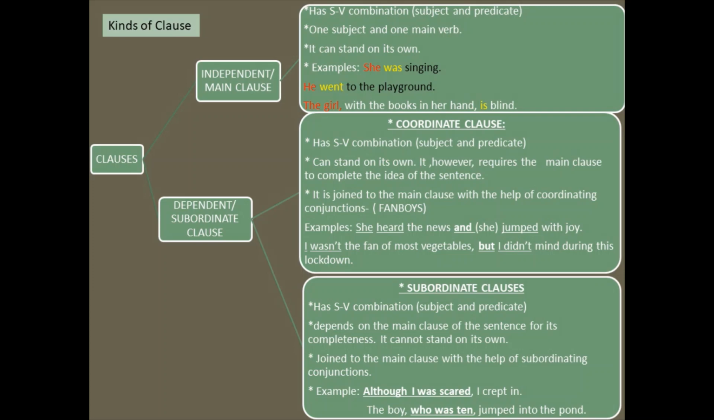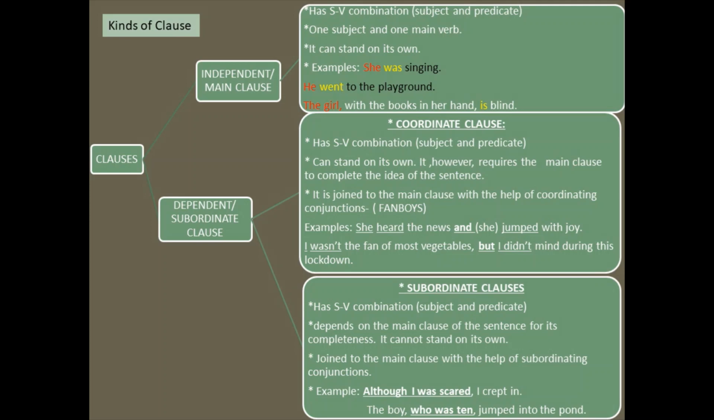Now, these two are of equal value, children. 1 plus 1, it is equal. Now, if these two clauses are equal, we join them with a coordinating conjunction to make one sentence. Because we are speaking about one subject, we join them with the coordinating conjunction to give a complete meaning. So she heard the news and jumped with joy. So after hearing the news, what did she do? That is in continuation of the other part of the sentence.